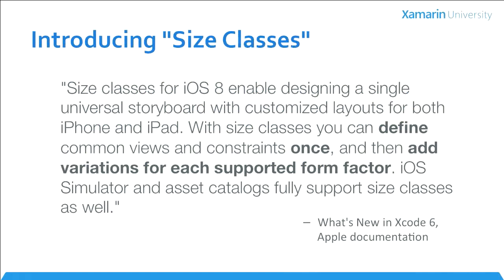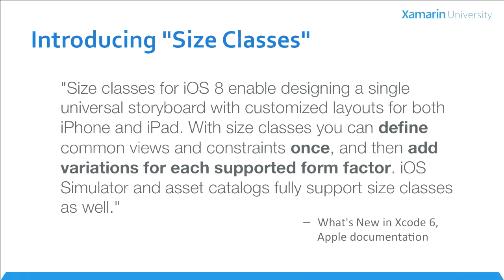And this should be the question driving our UI design going forward with iOS 8. And so with that, Apple has introduced a new UI concept that's called size classes. Now this quote comes right from the Apple documentation. Size classes for iOS 8 enable designing a single universal storyboard with customized layouts for both iPhone and iPad. And with size classes, we can define common views and constraints once and then add variations for each supported form factor. And so the size classes are really Apple's solution to that question of, how am I going to work with all these different device screen sizes and orientations?